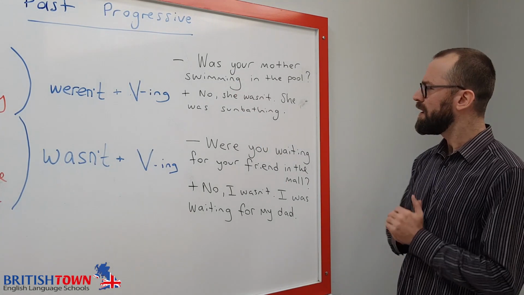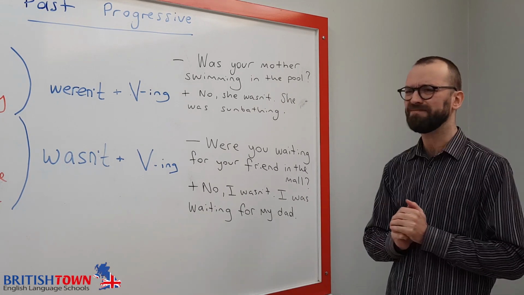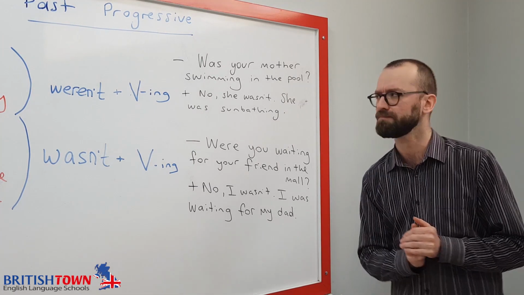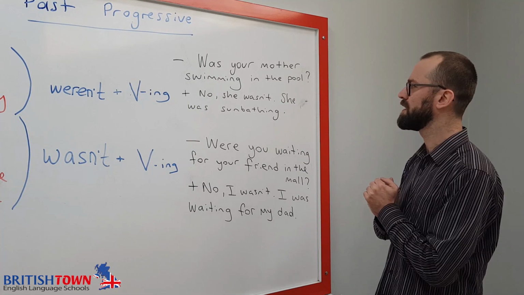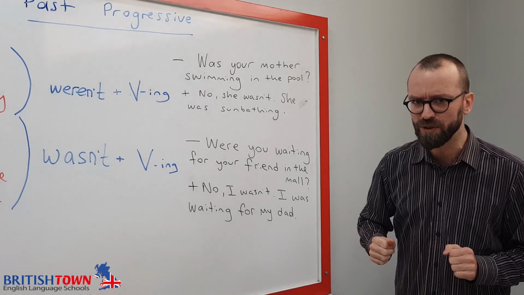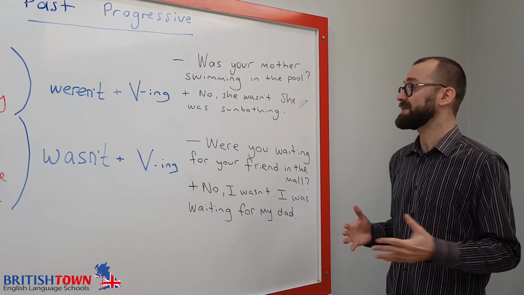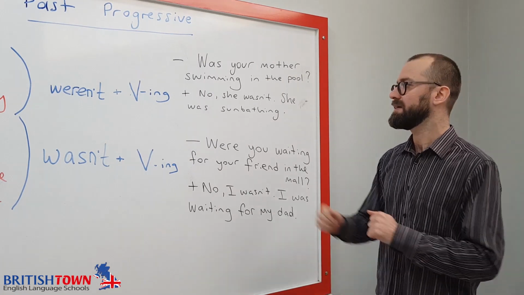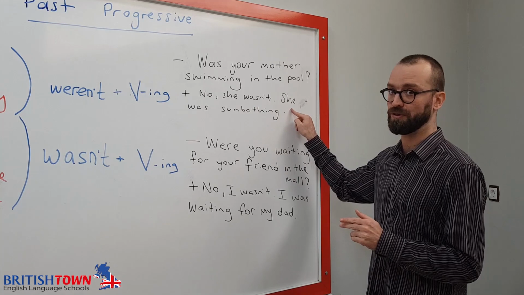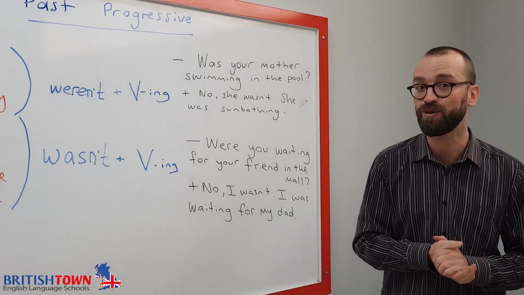The first one, was your mother swimming in the pool? No, she wasn't. She was sunbathing. Bakalım ne soruyor? Was your mother swimming in the pool? Annen havuzda yüzüyor muydu? No, she wasn't. She was sunbathing. Hayır, yüzmüyordu. Ne yapıyordu? She was sunbathing. Yani güneşleniyordu.